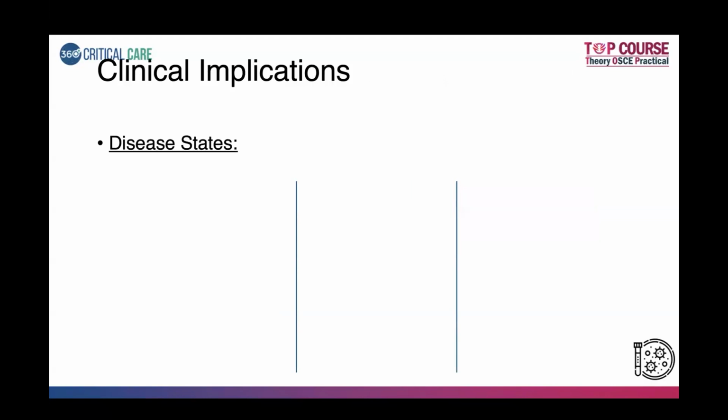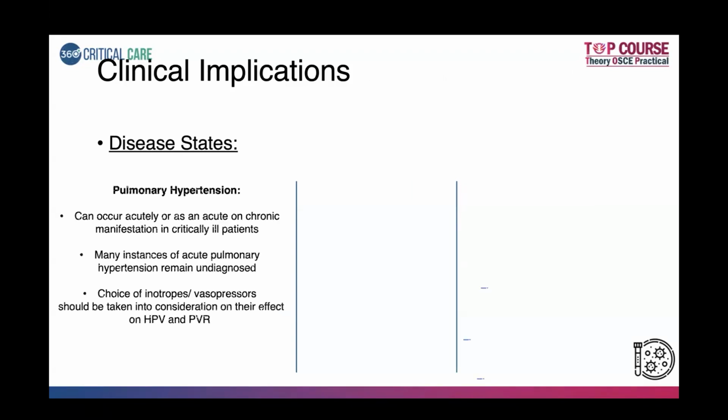Coming to the clinical implications, there are three important disease states which need to be noted: pulmonary hypertension, ARDS, and high altitude pulmonary edema. With regard to pulmonary hypertension, it can occur acutely or as an acute on chronic manifestation in critically ill patients. In many instances of acute pulmonary hypertension, it may go undiagnosed. And the most important thing is that the choice of inotropes or vasopressors taken for management of cor pulmonale should take into consideration its effects on the HPV also.